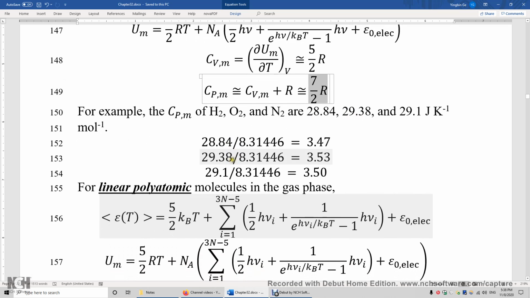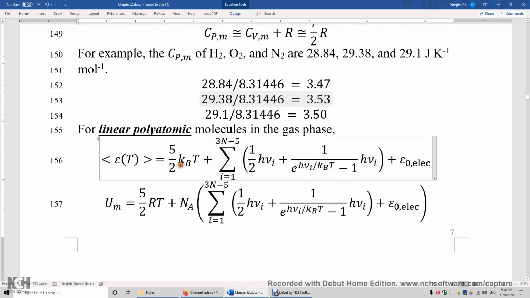For linear polyatomic molecules in the gas phase, because it's a linear molecule, again, there are 3 translational modes and only 2 rotational modes. So this is the translational energy plus the rotational energy. Over here, because there are 3n-5 vibrational modes, we need to sum up all those 3n-5 terms, one for each vibrational mode. And right here, this is the energy of the ground electronic state. So this number can be calculated using a computational chemistry software.